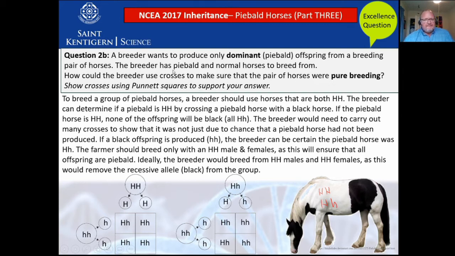Now, in the answer, they actually insisted that for excellence you had to write: the farmer should only breed with dominant males and females. That wasn't actually in the question, but you guys need to remember that. The farmer should only breed with dominant males and females, as this will ensure that all the offspring are piebald. Ideally, the breeder would breed homozygous dominant males and homozygous dominant females, as this would remove all the recessive allele, the black, from the group. Okay.